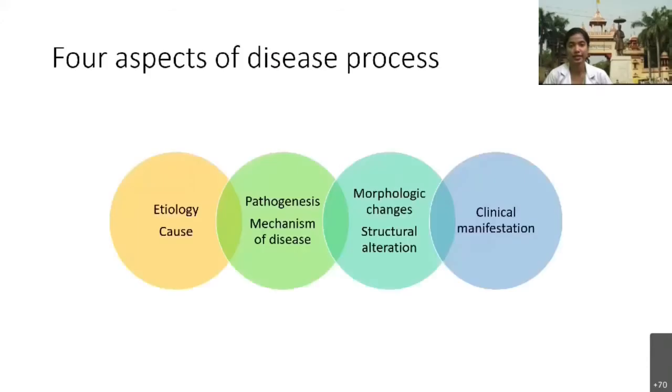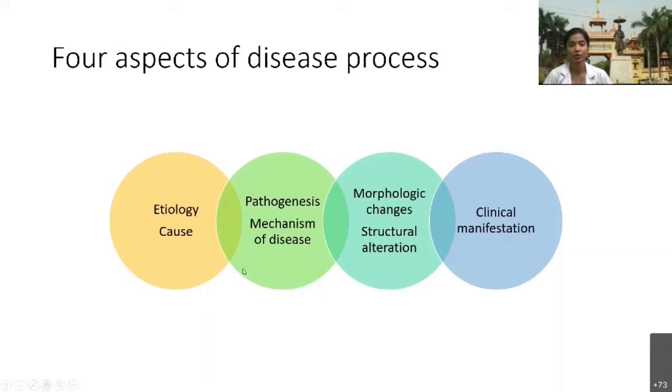Now, in pathology, we study the disease process, the structural and biochemical changes which lead to the clinical manifestations. Basically, there are four aspects of the disease process. First of all, what is the etiology of the disease? What is the initiating cause of the disease? Which can be broadly divided into two: either genetic causes, which can be inherited or acquired mutations, or environmental, that is related to nutritional, infectious disease, etc.